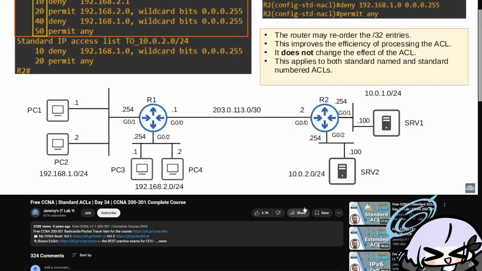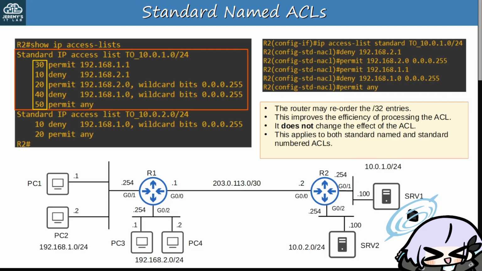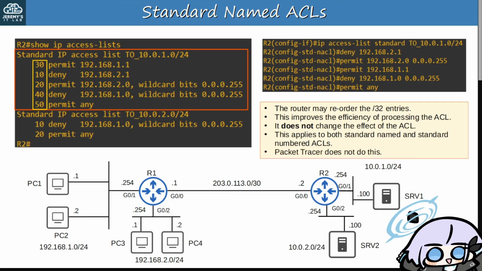Note that this is done for both standard named and standard numbered ACLs. It just didn't apply to the simpler examples I showed for standard numbered ACLs. Also, note that I checked in Packet Tracer, and Packet Tracer does not do this. It will simply display the entries in order of sequence number, as you would expect.